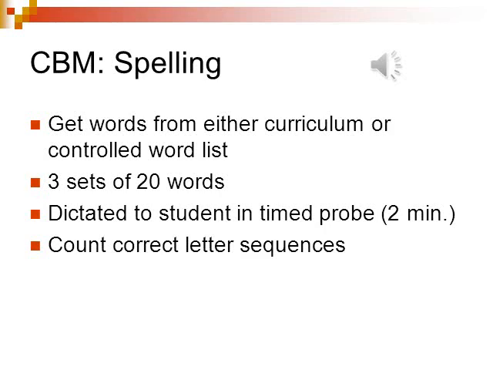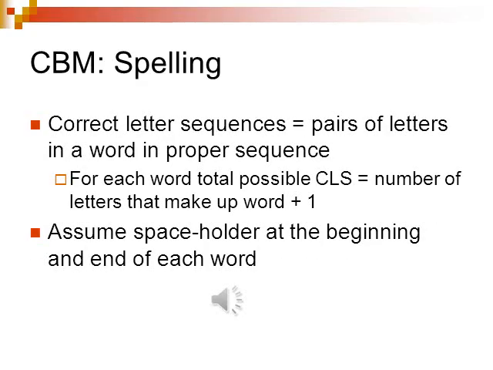And here what we're looking at are correct letter sequences. Correct letter sequences are pairs of letters in a word in proper sequence. So for each word, the total possible correct letter sequences will be the number of letters that make up the word plus 1. And you assume there's a placeholder at the beginning and the end of each word.